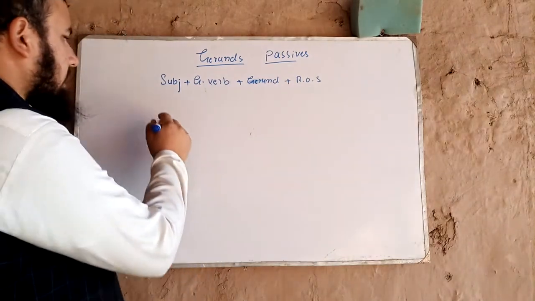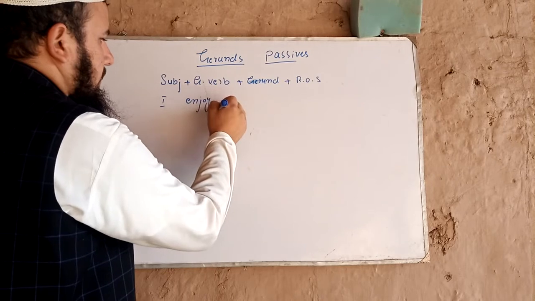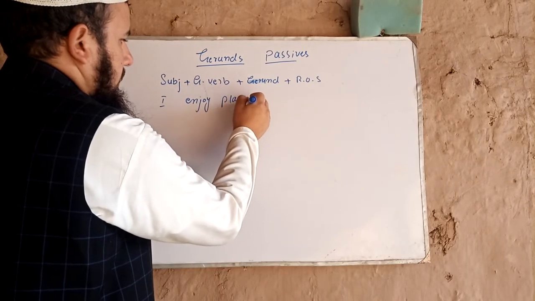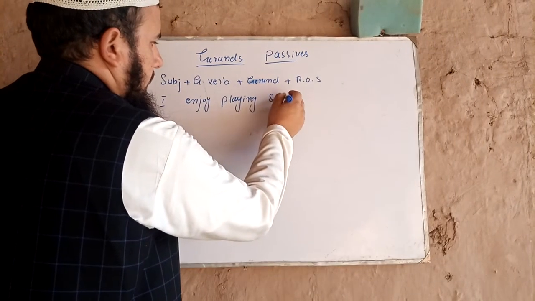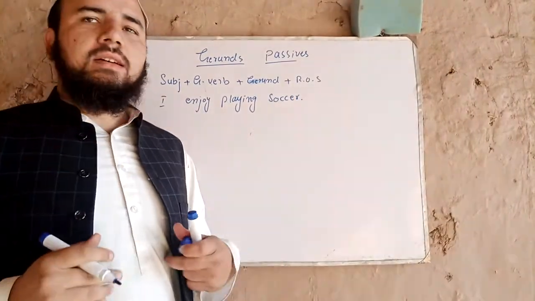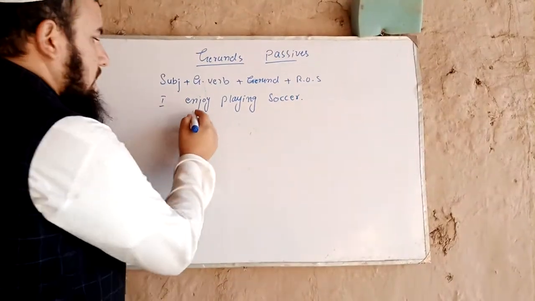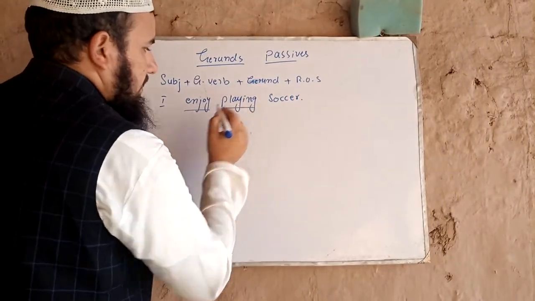Like for example, I wrote the example, I enjoy playing soccer. Now this is a unique example, and each and every teacher can give this. Now this is the gerund verb and this is the gerund.